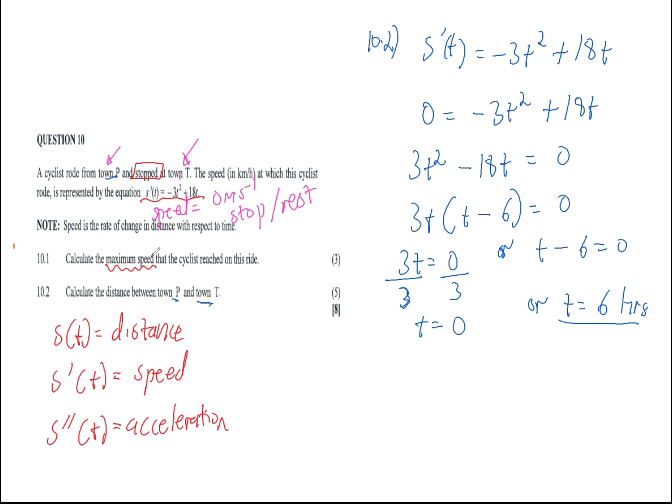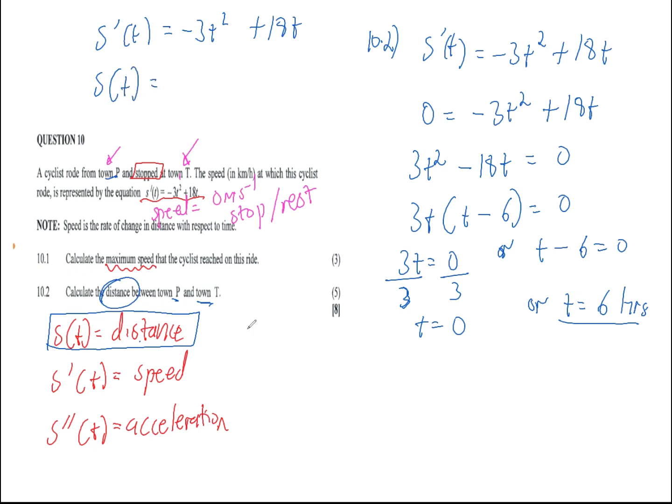But remember that in order for us to calculate the distance, we would have to actually do this. Remember that the distance is represented by this formula here, S(T). So how do I get this to that? This is S'(T), and then it's negative 3T squared. Remember, this was derived up until this point. So if my derivative is negative 3T squared plus 18T, how do I get this to S(T), the original formula?